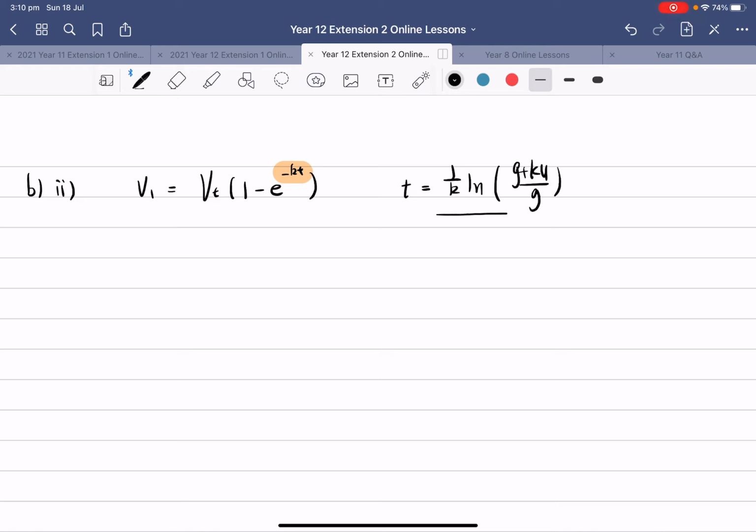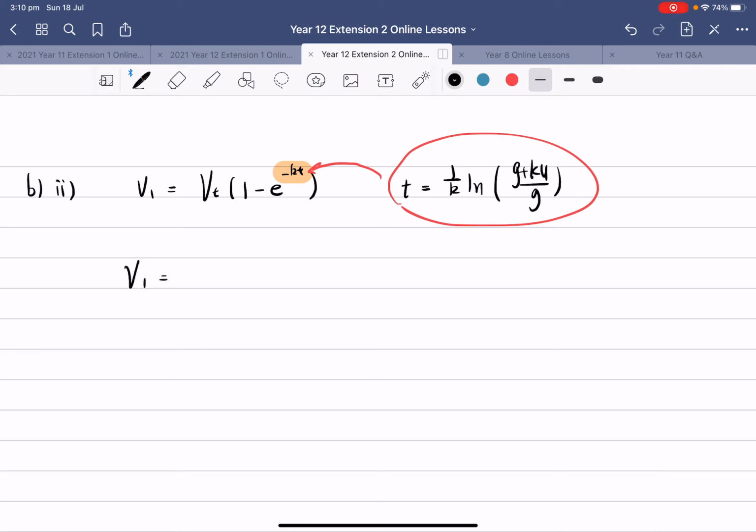That is the time for the second particle to reach its maximum height. So then all we have to do is substitute this time into this, and then we should be able to get answers without any problems. That's what we need to do. We need to find the velocity when the time is equal to 1 over k ln bracket g plus ku over g. All right, so let's do that.